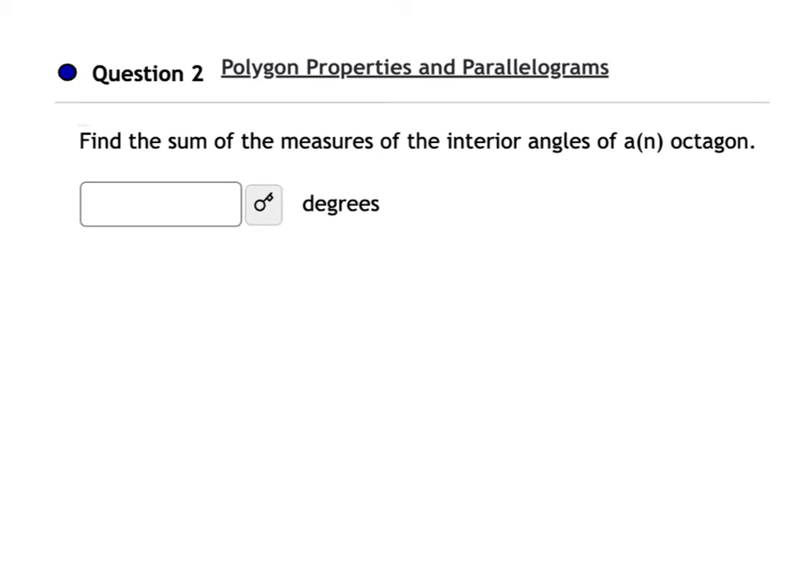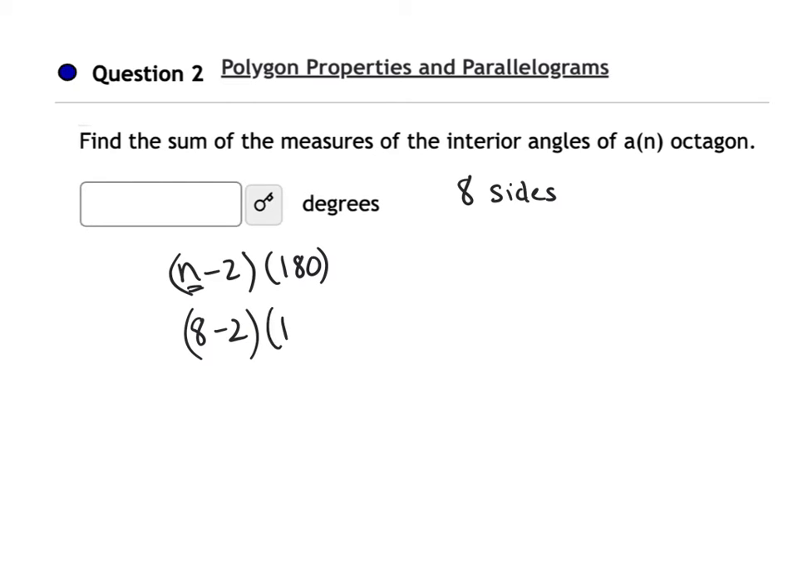Question 2. Find the sum of the measures of the interior angles of an octagon. An octagon has 8 sides, and I know that the sum of the interior angles is n minus 2 times 180. Remember, it was the number of sides minus 2 times 180. That's 8 minus 2 times 180, which is 6 times 180, which is 1080 degrees.